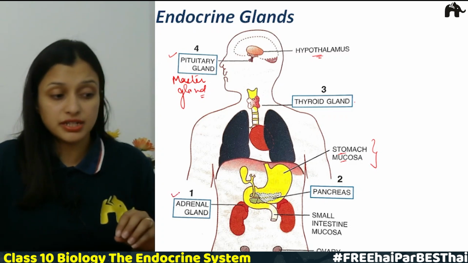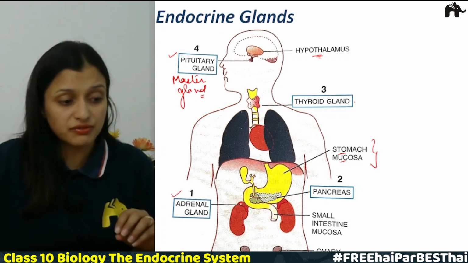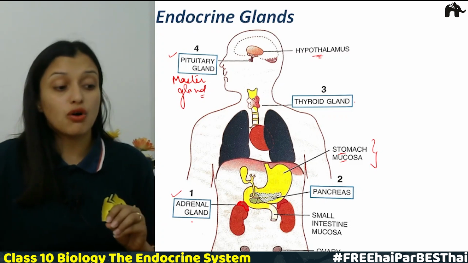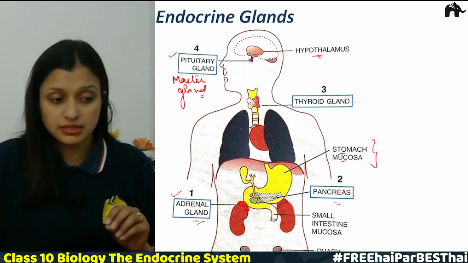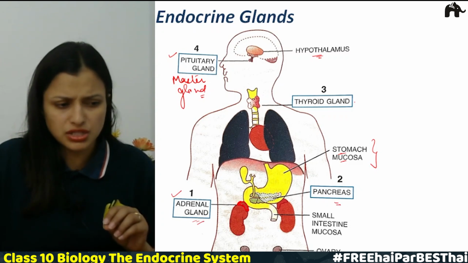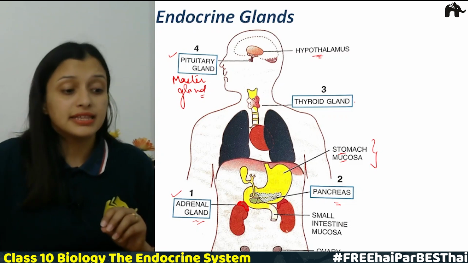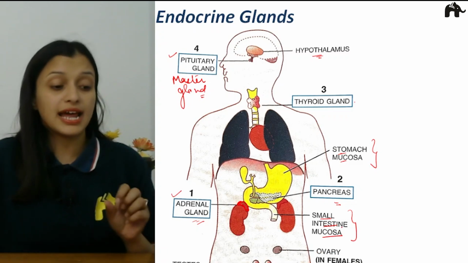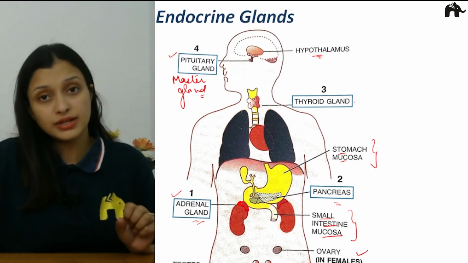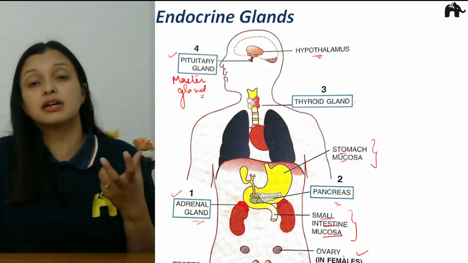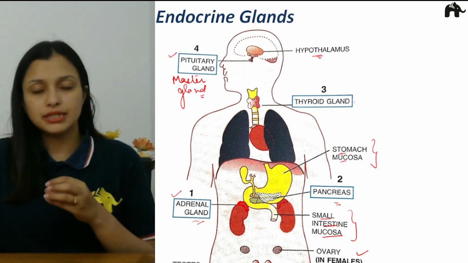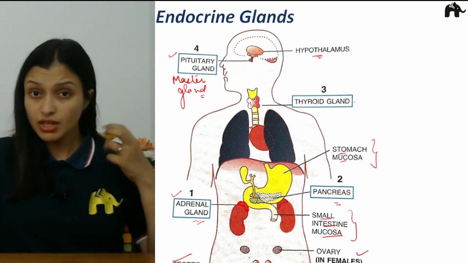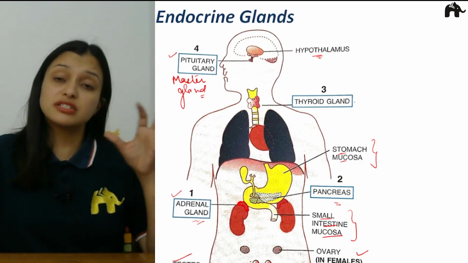The next one is adrenal glands, which are present above the kidney. So these are the kidneys. Above the kidneys there are these small structures which are called adrenal glands, right? Pancreas, right? If you see the structure, somewhere near the stomach you will see the pancreas. Then the small intestine mucosa, because the small intestine also secretes some hormones. The next one is ovaries. Only in females there are ovaries, which secrete certain hormones which are needed by a female, right? Then testes, which are present in males, and these also secrete the hormone testosterone which is needed by the males.